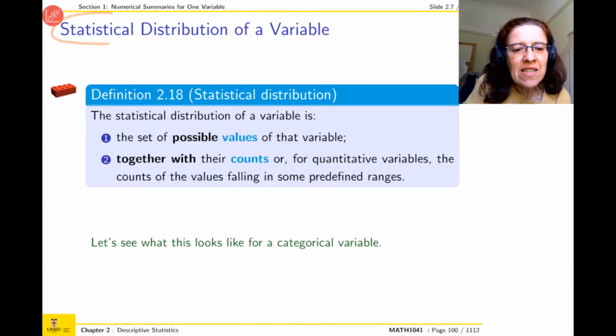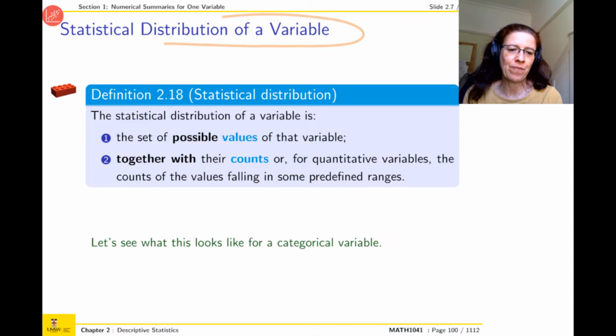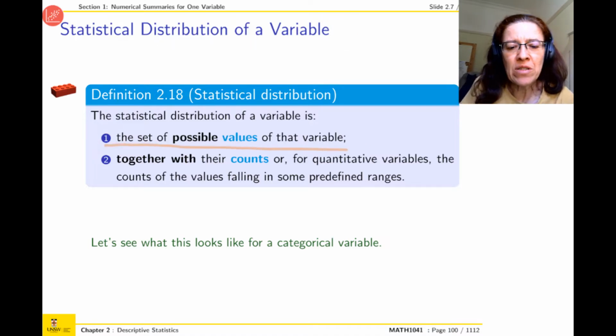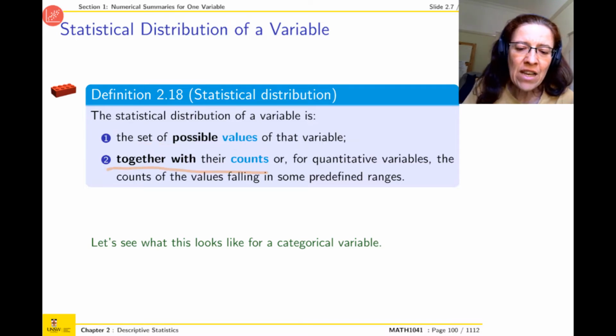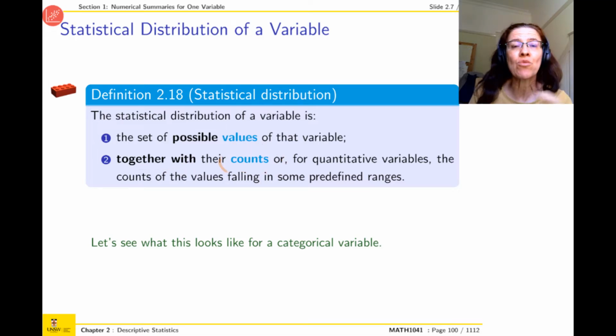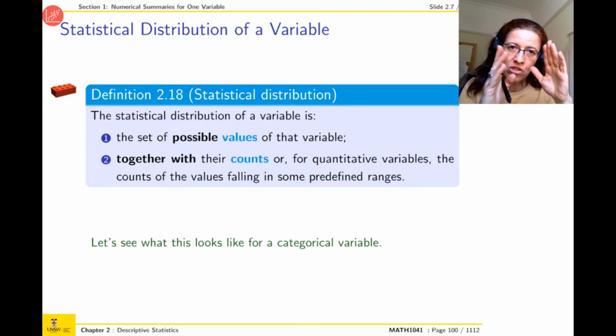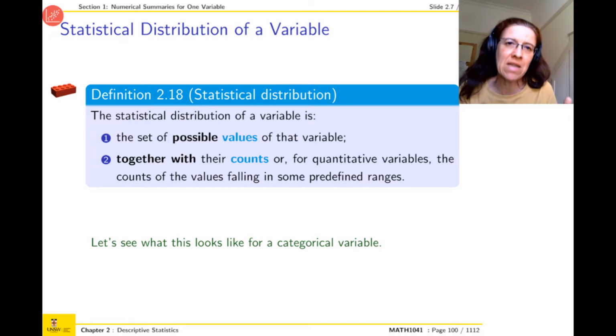So let's talk about the statistical distribution of a variable. It's a list of two things. It's really the set of all possible values of that variable. And then for each possible value, it counts how many times we get this value or that value. And for a quantitative variable, for example travel time, we could count the number of values falling in some predefined range. So for example, if you're looking at travel time, you could put together all the travel times between 0 and 10 minutes, and then all the ones between 10 and 20 minutes, for example.